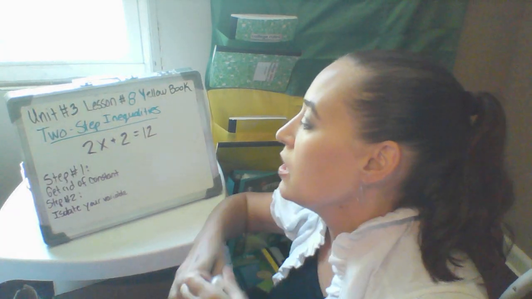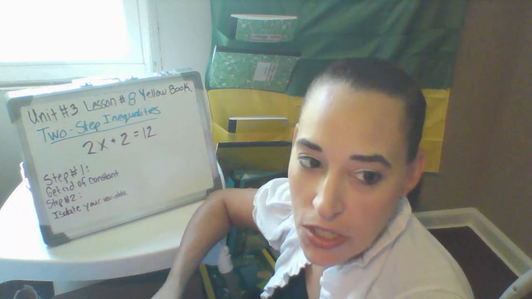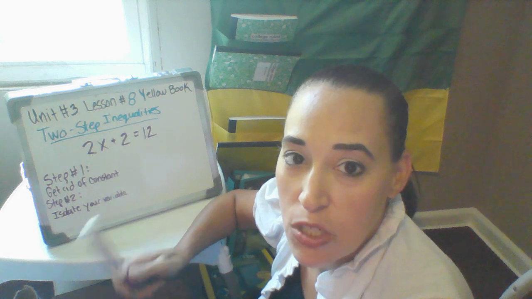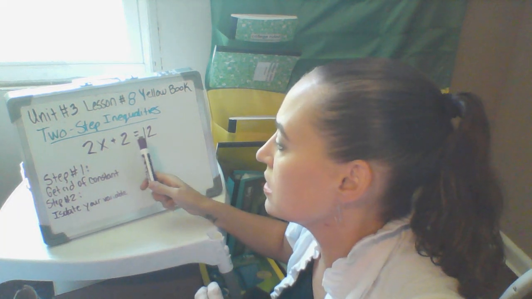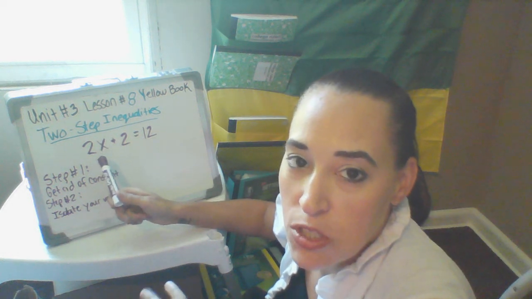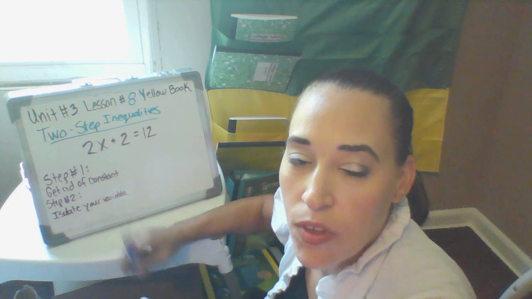We're doing two-step inequalities. So there's a little bit more to it, a little bit more math to these steps. When you're doing two-step inequalities, you basically have two major steps. Step 1, you need to get rid of your constant, and step 2, you need to isolate your variable. So again, this is your constant. Here's your variable.